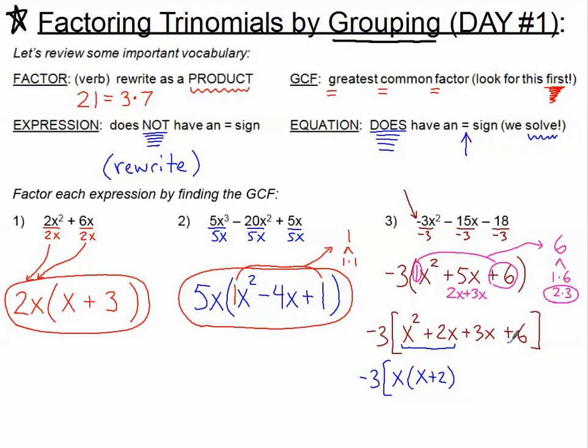The second two terms, I see a 3 and a 6. I'm going to pull out a 3. And since it starts with a positive, I pull it out as a positive 3. And let's see what's left. 3x divided by 3 is x. 6 divided by 3 is 2.